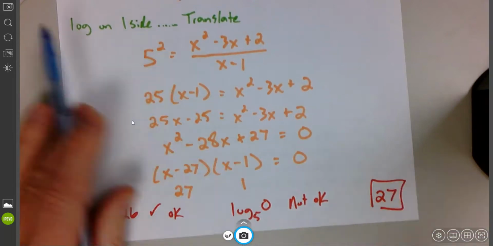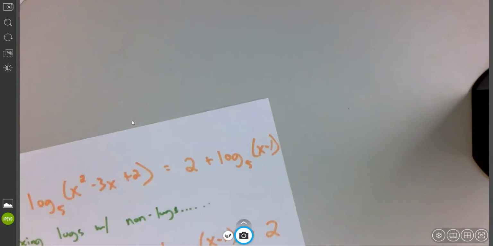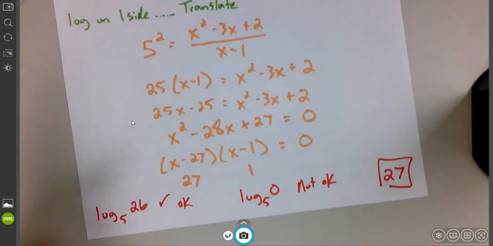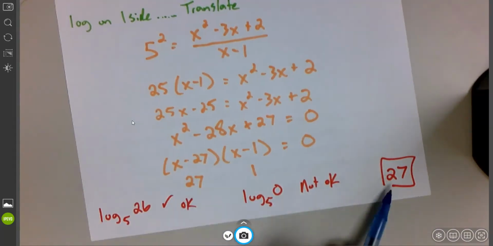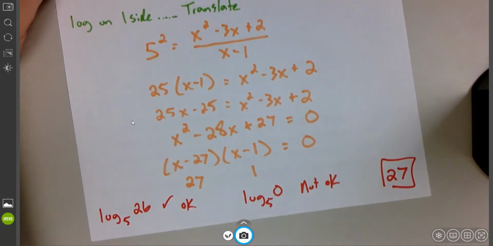But if I plug in a 1 right here, 1 minus 1 is 0. And log base 5 of 0, no bueno. You can't do that. So we get to throw this number out, this solution out, and say 27 is my only answer. Not too bad. Hanging in there? Good. Okay. Last one.